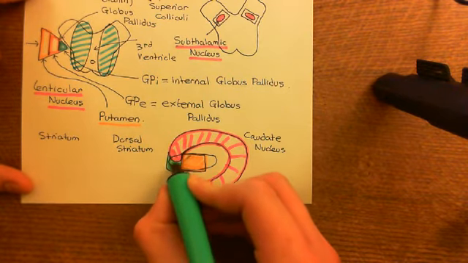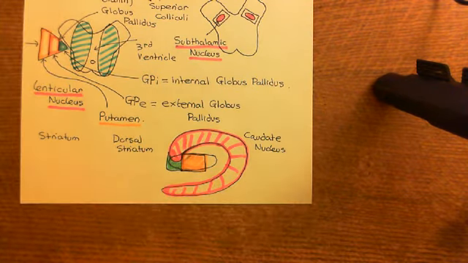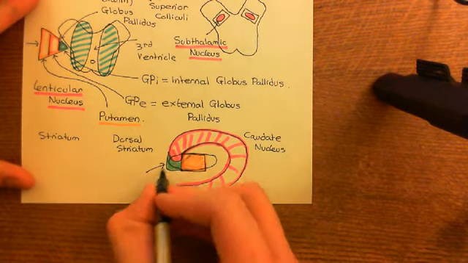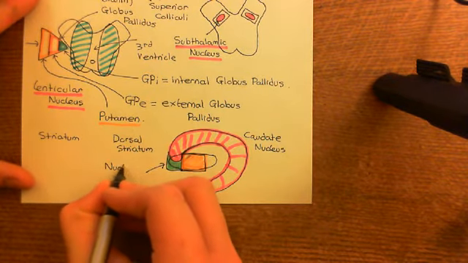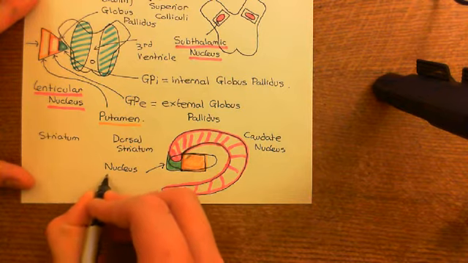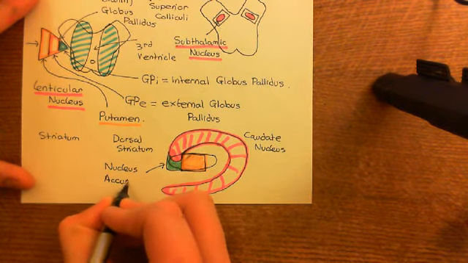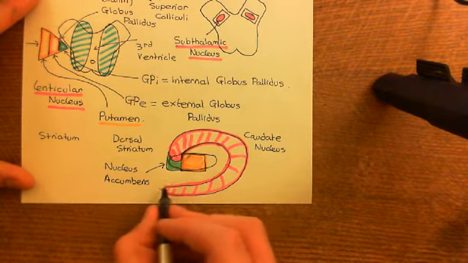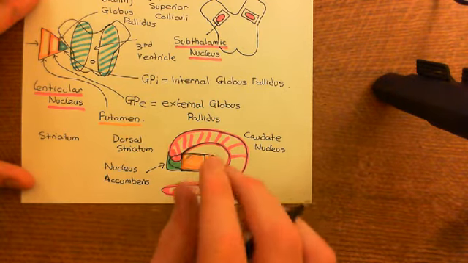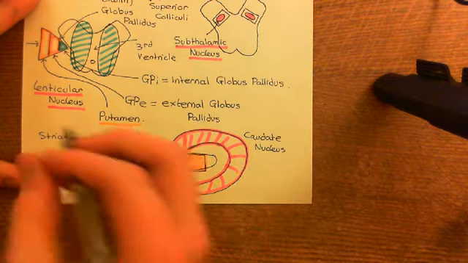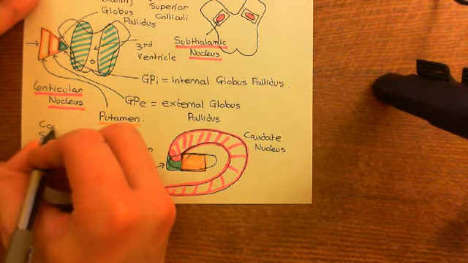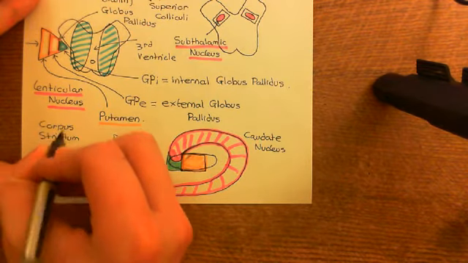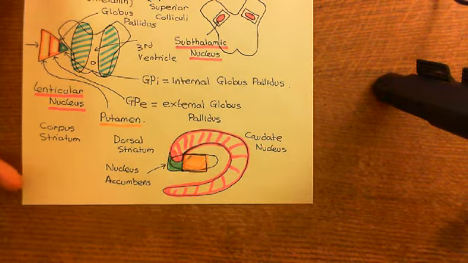I'll colour this in green here. So this little portion here, this is the nucleus accumbens. The entire striatum consists of the putamen, the nucleus accumbens, and the caudate nucleus here. That's what is meant when someone says the whole striatum. And if they're really being full, they will call this the corpus striatum, but everyone just calls it the striatum.